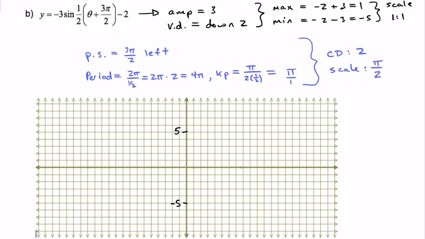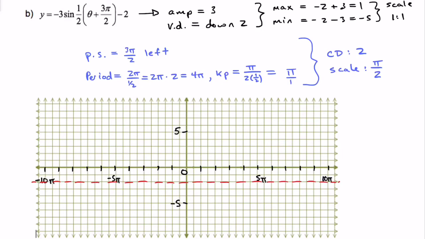So a scale of pi over 2 means every 2 squares is pi. So I'm just going to go 1, 2, 3, 4. There's 5 pi. 6, 7, 8, 9. There's 10 pi. So each of those is 2 squares apart. Going to the left, there's 0. Then it's 1, 2, 3, 4, 5. There's negative 5 pi. 6, 7, 8, 9, 10. There's negative 10 pi.